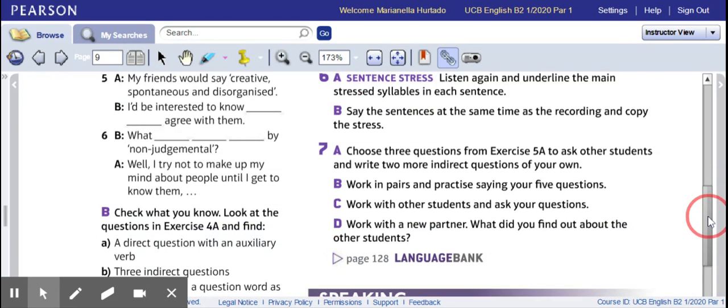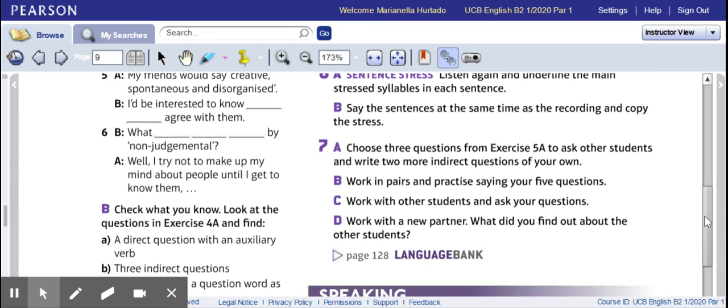Now, I think we will finish with number 7, and it says, A, choose 3 questions from exercise 5 to ask other students, and write 2 more indirect questions of your own. From letter A, I just want you writing your own indirect questions, okay? And in B, it says work in pairs and practice saying your 5 questions. You can practice saying your questions on your own.